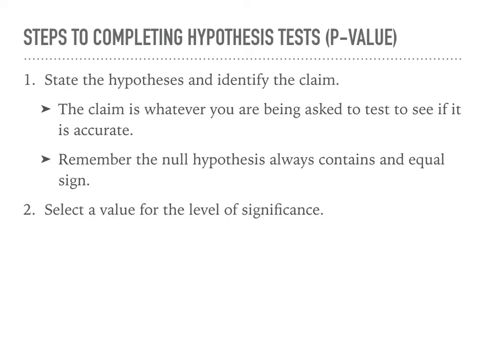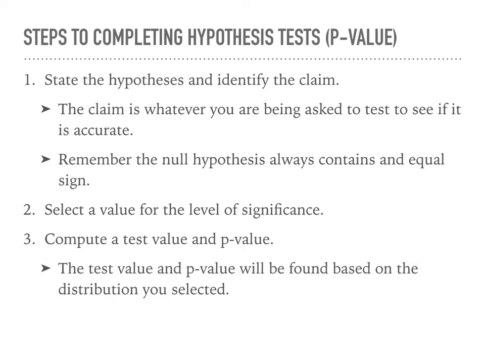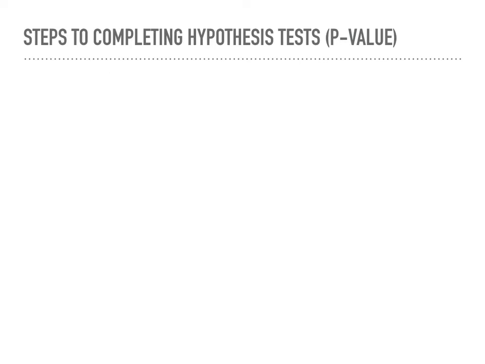We then select a value for the level of significance. For this method, we do not need the critical value. Next, we compute a test value and a p-value. The test value and p-value will be found based on the distribution that you have selected. Next, we would make a decision.